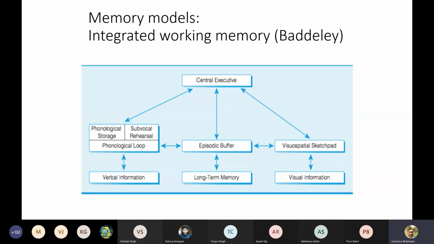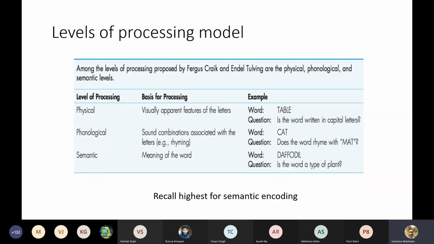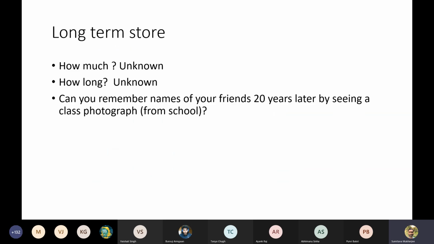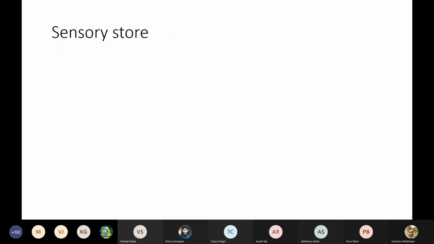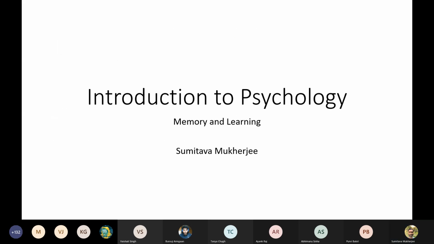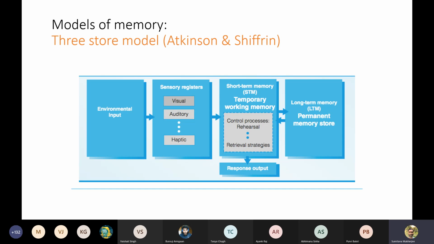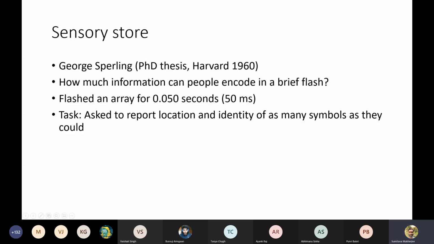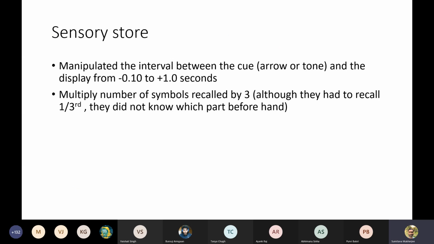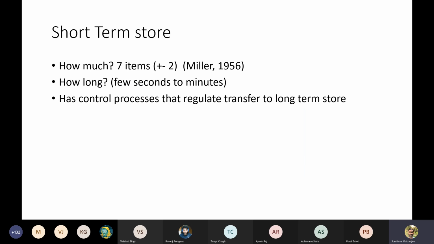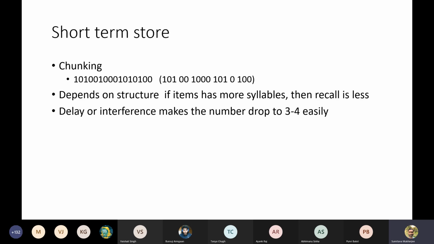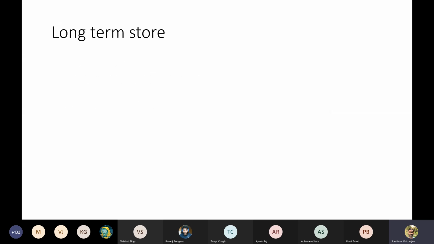Okay, to recap, three different models. One model is the simplistic model, which is a store-based model, and that is the three stores model by Atkinson and Shiffrin. Okay, we talked about what is stored, how much of it is stored in these kinds of things, using experiments of Sperling for sensory store, and the difference between partial report and full report, the importance of the cue, things about how much is stored in short-term memory, and things about how much is stored in long-term memory, and the idea of chunking.